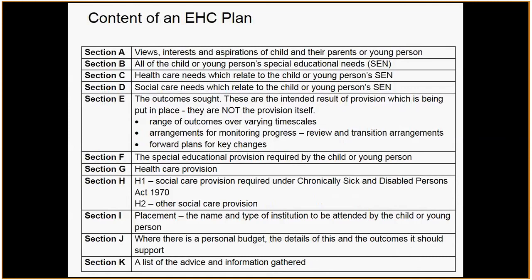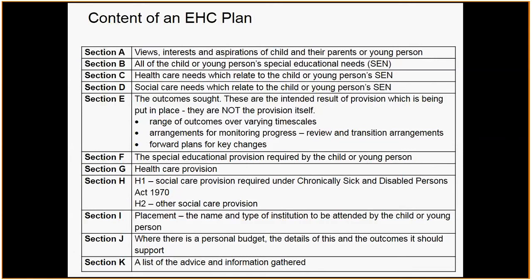The content of an education, health and care plan by section. Section A is the views, interests and aspirations of the child and their parents or the young person. Section B is all of the child or young person's special educational needs. Section C is healthcare needs which relate to the child or young person's special educational needs. Section D, social care needs which relate to the child or young person's special educational needs.